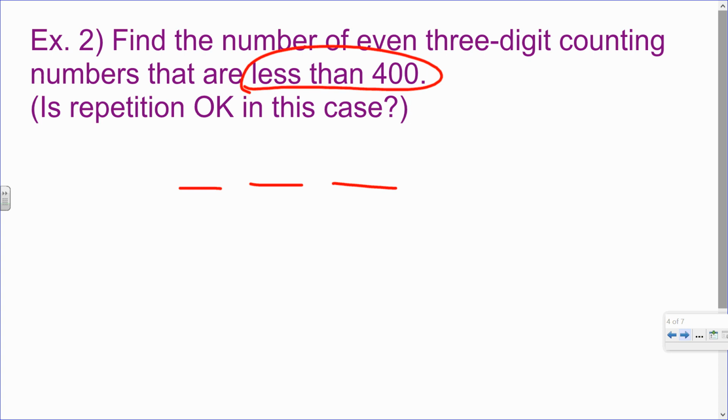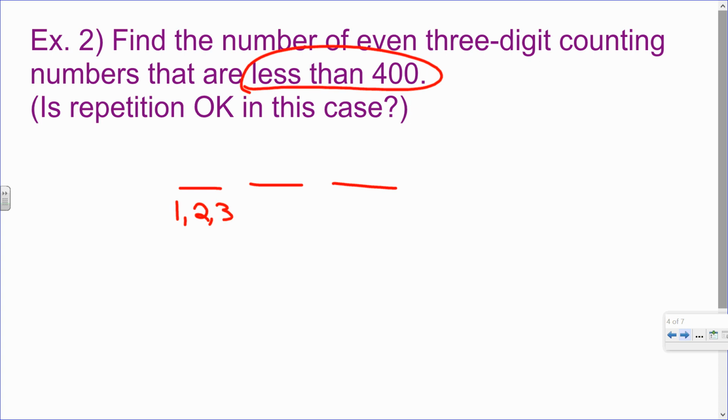Where do we see that restriction? Is that going to make a difference on what we pick for the hundreds, the tens, or the ones? Abby? The hundreds. So what are my choices going to be for the hundreds digit if it has to be less than 400? And why can't it be 4? Because it's not less than or equal to 400. So this can be 1, 2, or 3.